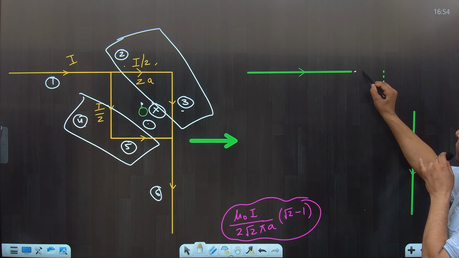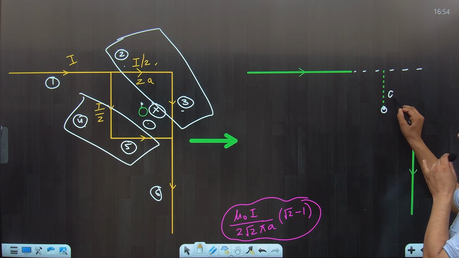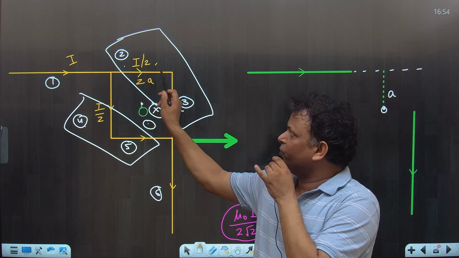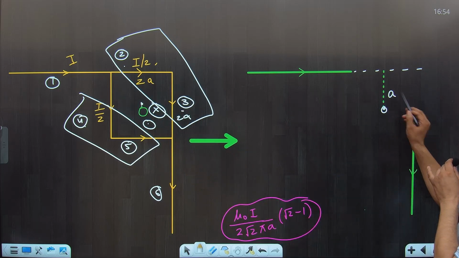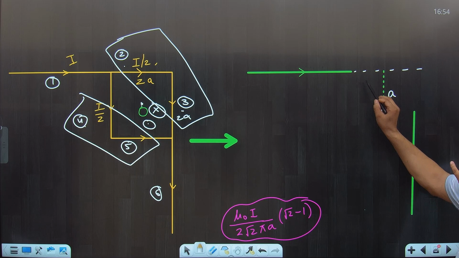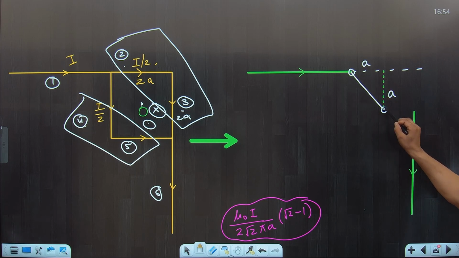So you just extrapolate this point and draw a perpendicular. Obviously this length is A, because this length was 2A. It was given this was 2A. So this is A and this length is also A. So obviously this angle is 45 degrees.